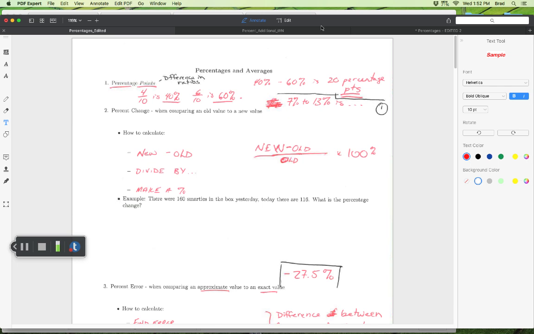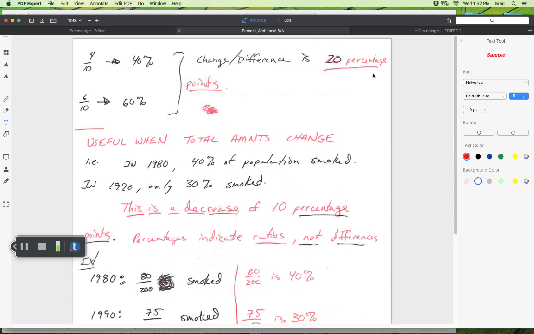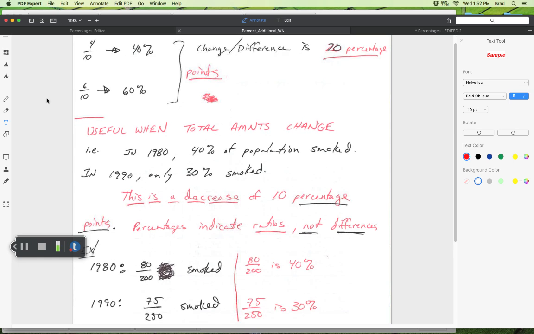I want to take a minute and really hammer this home, because this is a jumping off point we really need to be careful with. So here I've got the 4 out of 10 and the 6 out of 10 again, and I say that the difference is 20 percentage points, 40 and 60. This is really useful when the total amounts change. In other words, in one round maybe we have 10 people, in the other round maybe we have more than 10, maybe we have less. So let's look at this example here.